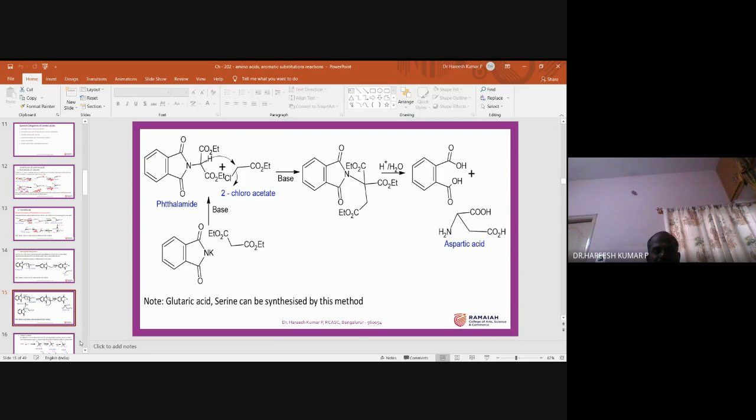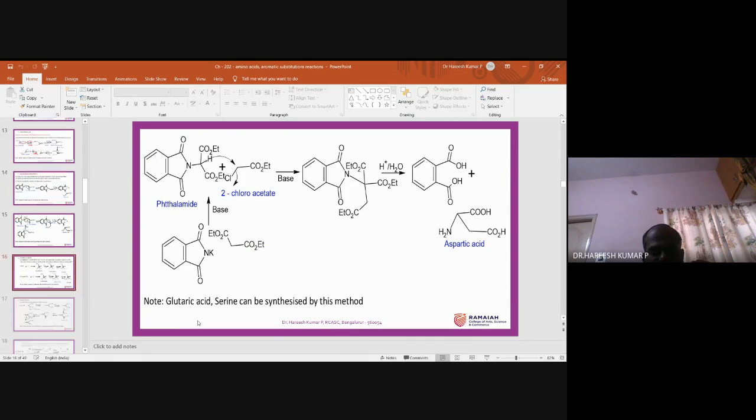So here what you need to remember: the phthalimide method of amino acid synthesis means potassium phthalimide is treated with a halo acetate, and the obtained product on hydrolysis gives an amino acid. Okay, that's what you need to remember. So with this, I will go to the next slide. In the next slide, I will discuss one more method of synthesis of amino acid.